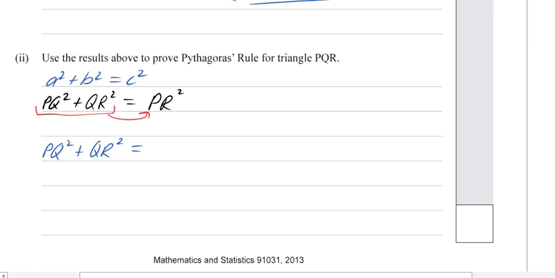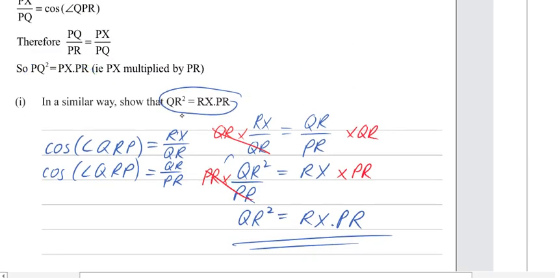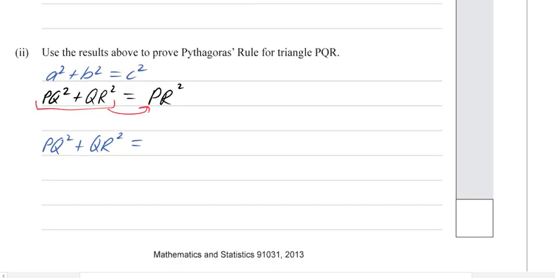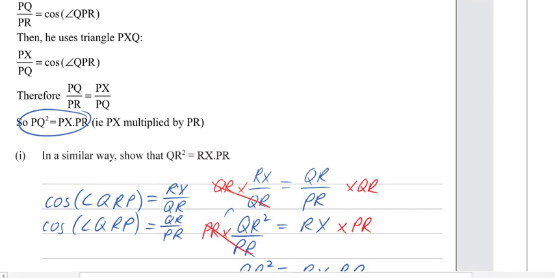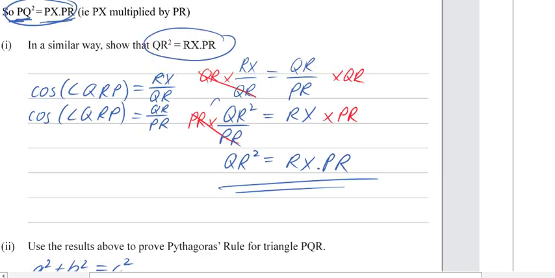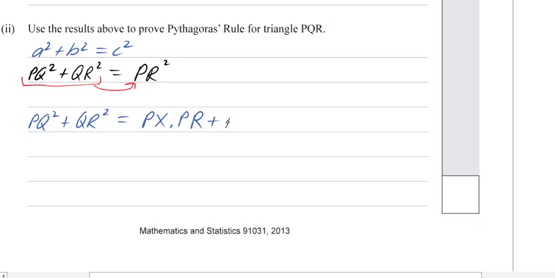Now they said use our last question, and in our last question we have these two bits here which show us what PQ is. So it says that PQ squared is PX plus PR, so I'll write that out. PX plus PR times PR, and we don't need to write a squared because our statement up here says that PQ squared is equal to PX plus PR times PR. Over here we've got QR squared, and so that's equal to RX times PR. So I write that plus RX times PR.